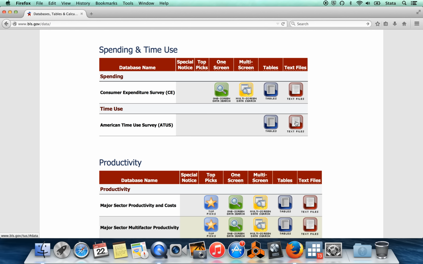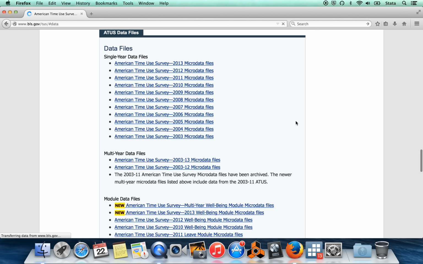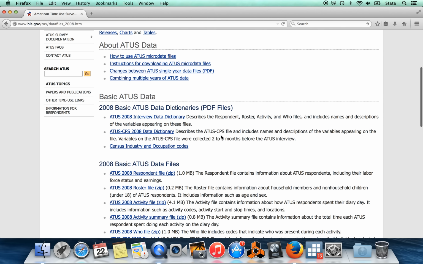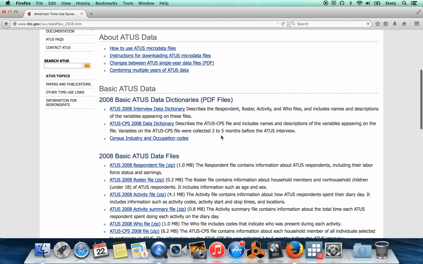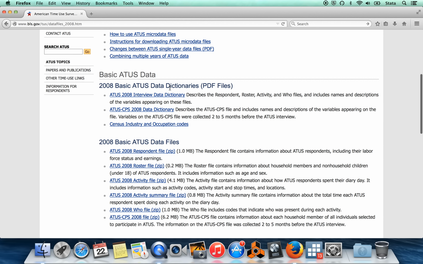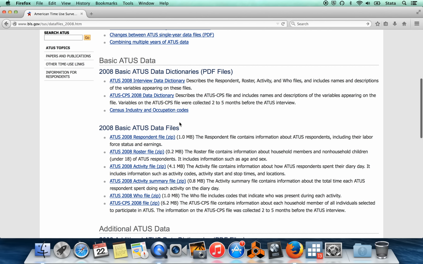So I'm just going to click over where it says text files over here, just so you can see sort of where the data is hiding. So if you see here, they have data files, and actually, even if you click through on the data files, you still have to click a few more things to actually get to the data. But in here, you'll see all the documentation about the data. And anytime you work with data, you always want to make sure you read the documentation. So this will tell you how to use the microdata files, instructions for downloading them, and down here you're going to see the data dictionary and the codes.